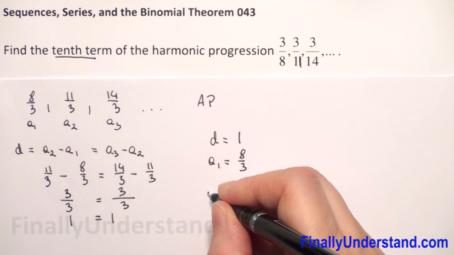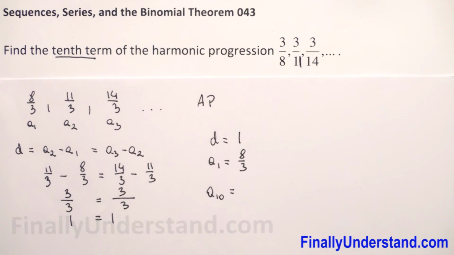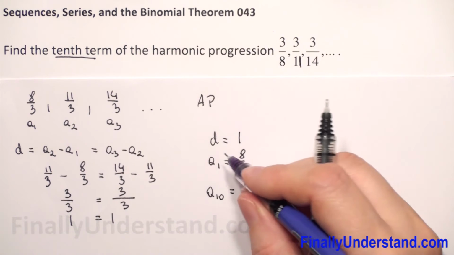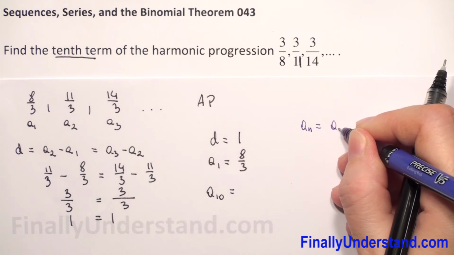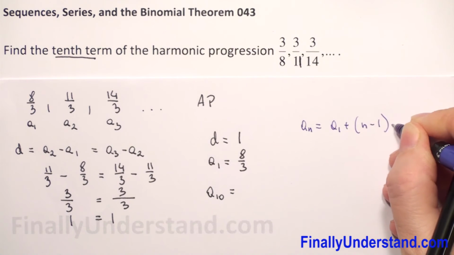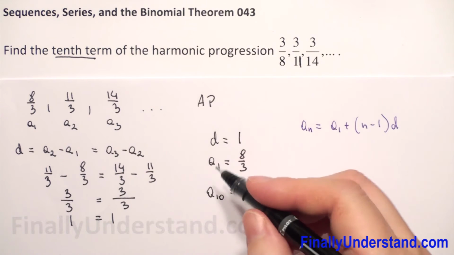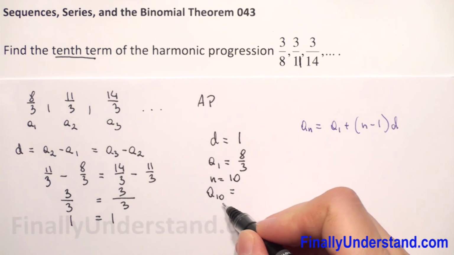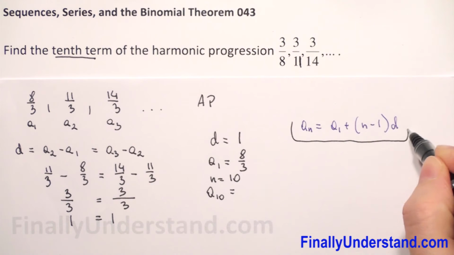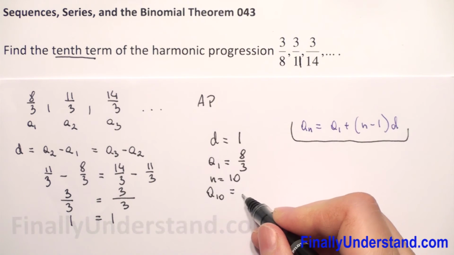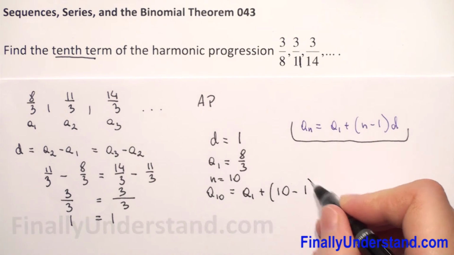So we will have to find a10, the 10th term of arithmetic progression. Let me remind you the formula. When we have first term a1 and common difference d, the formula for the nth term of arithmetic progression is a1 plus n minus 1 times d. In our example, we have d, a1, and n is equal to 10 because we have to find the 10th term. So let's substitute everything we have given into this formula. Let me copy one more time: a1 plus n, which is 10, minus 1 times d.